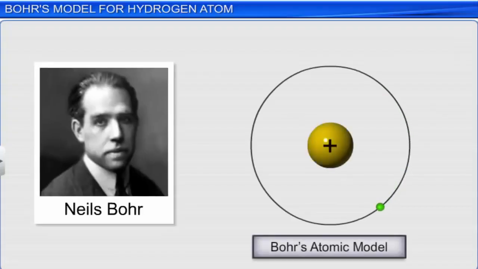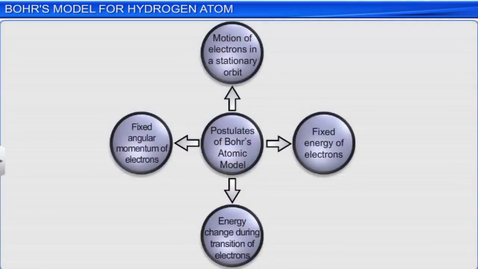In 1913, Niels Bohr proposed an atomic model that quantitatively explained the features of the structure of hydrogen atom and its spectrum. The postulates of it describe motion of electrons in a stationary orbit, fixed energy of electrons, energy change during transition of electrons, and fixed angular momentum of electrons.